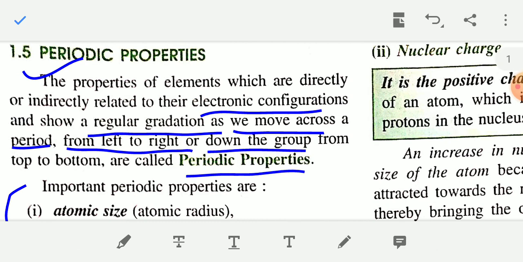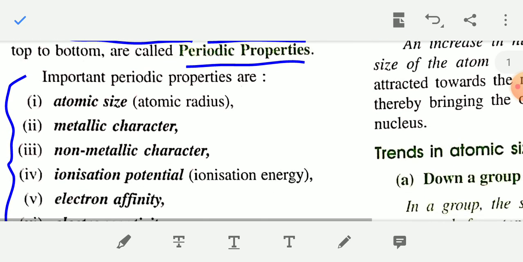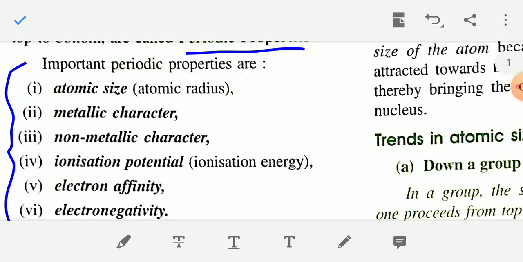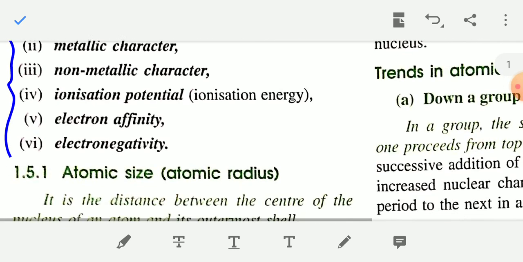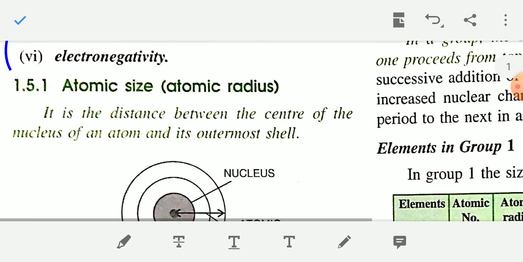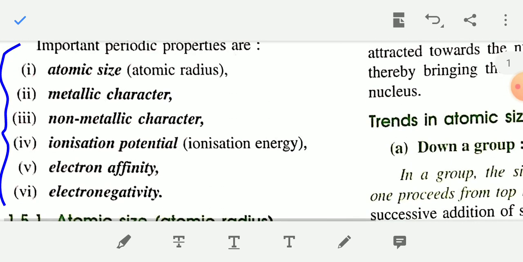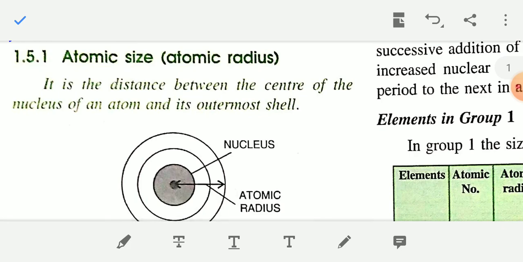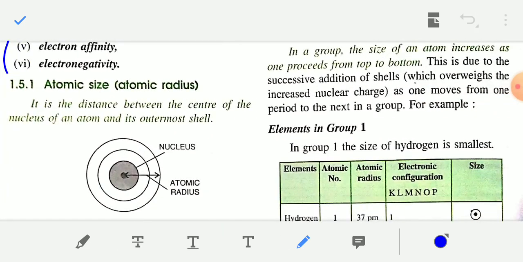Properties which are directly or indirectly related to electronic configuration, and show a regular variation across a period or down a group, are known as periodic properties. The main important periodic properties are atomic size, metallic character, non-metallic character, ionization energy, electron affinity, and electronegativity. The first periodic property is atomic size.